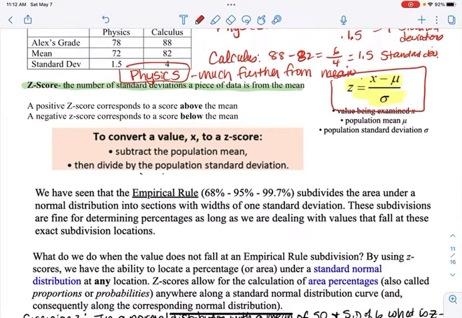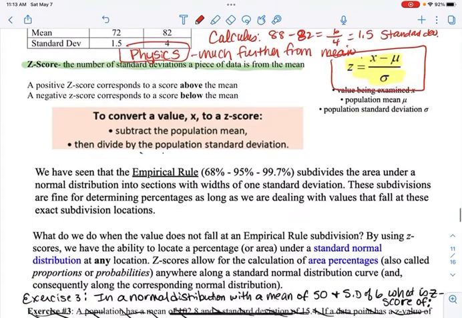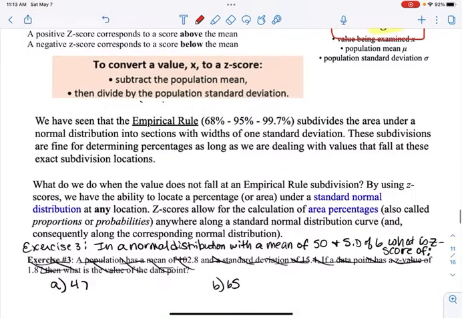Now, when we looked at the normal distribution, that 68%, 95%, and 99.7%, that divided the area under a normal distribution into sections with widths of 1 standard deviation. Those are great for finding percentages as long as you're dealing with values that fall at those exact subdivisions. But what do we do when the value does not fall at one of those subdivisions?